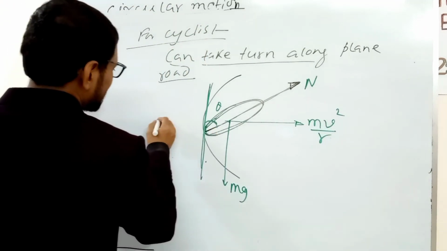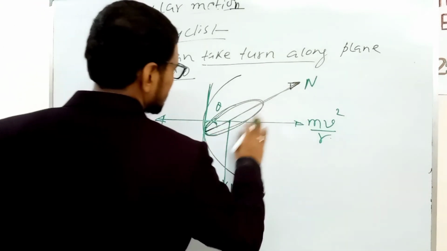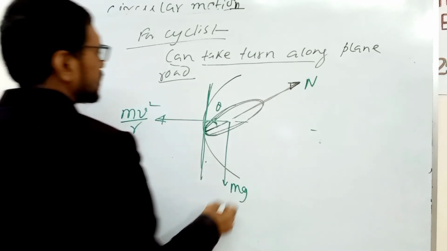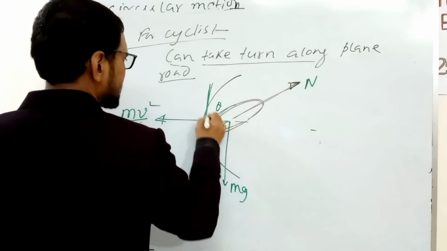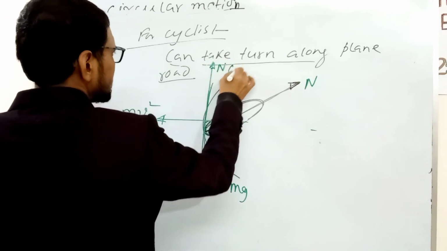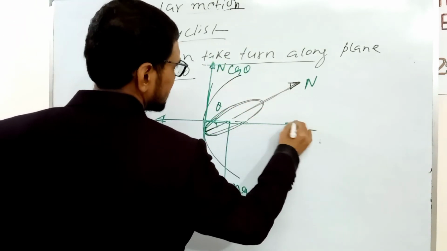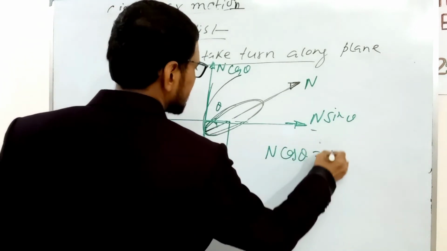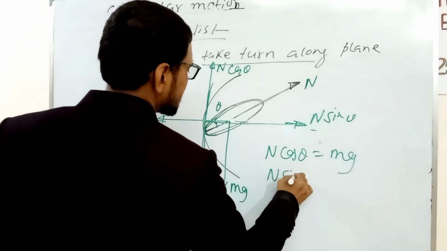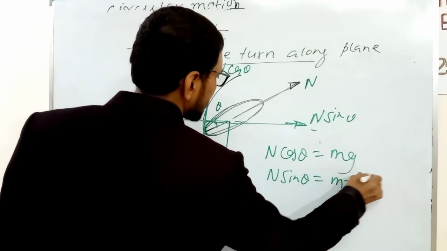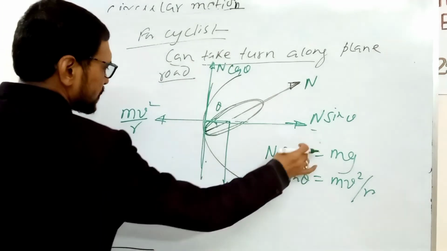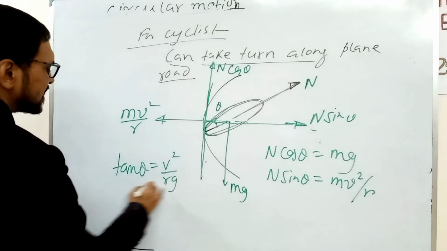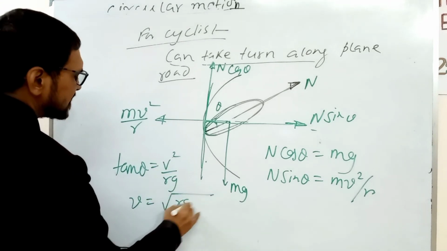When he takes a turn, the centrifugal force acts in this direction. So if we resolve n along this and this, the component is n cos theta, and this is n sin theta. For the cyclist, n cos theta balances the weight, and n sin theta balances the centrifugal force, mv square by r. Okay, now divide 1 by 2, we get here also tan theta equal to v square by rg. That is, v equal to root over rg tan theta.